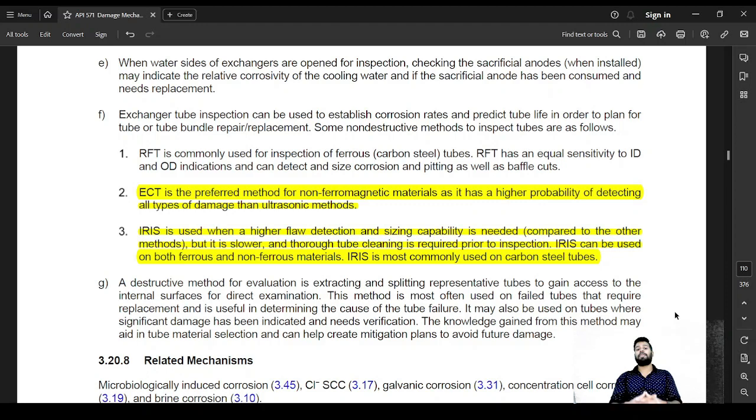Internal rotary inspection system is used when higher flaw detection and sizing capability is needed, but it is slower and thorough tube cleaning is required prior to the inspection. IRIS can be used in both ferrous and non-ferrous materials. IRIS is most commonly used on carbon steel tubes.